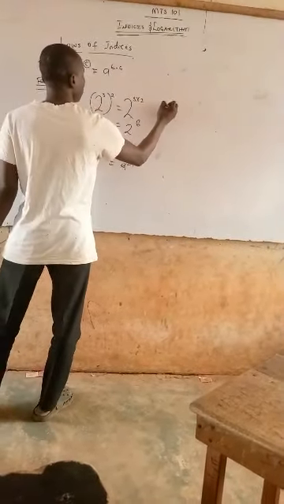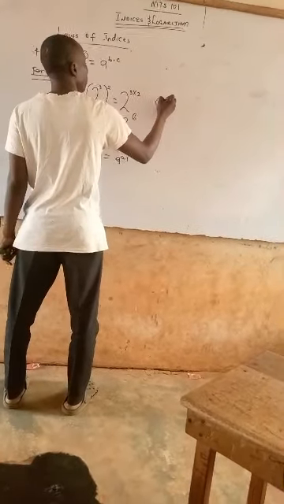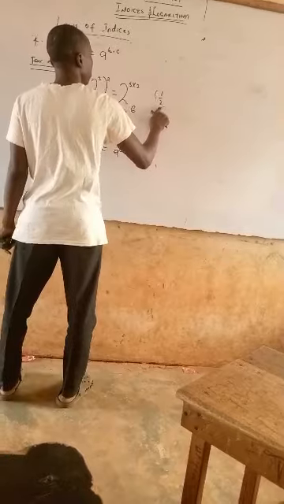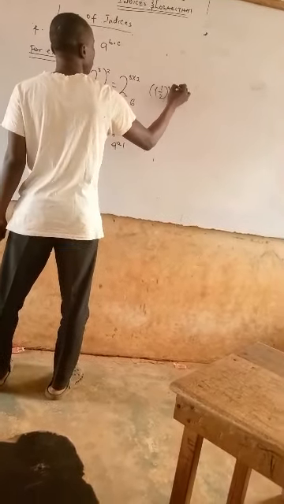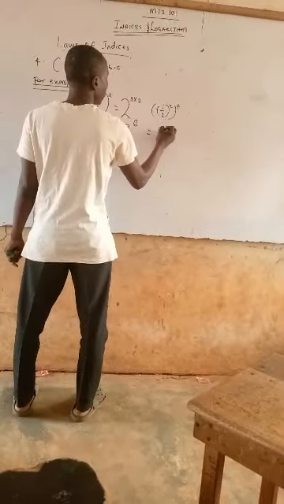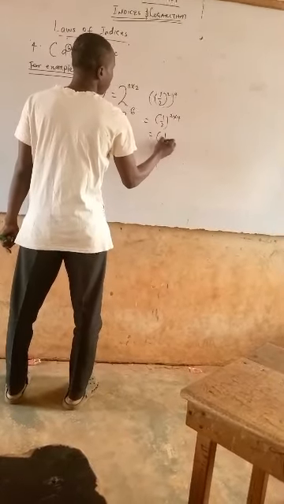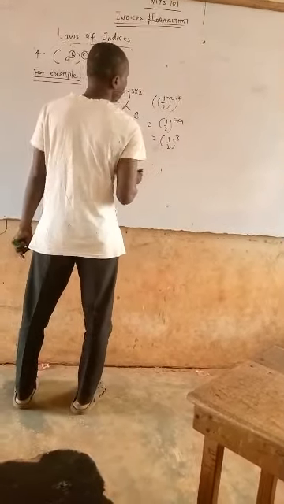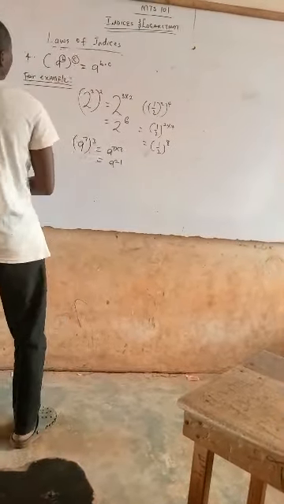If we have 1 over 2 squared raised to the power of 4, it is the same thing as 1 over 2 raised to the power of 2 times 4, which is equal to 1 over 2 raised to the power of 8. So that is the first rule.